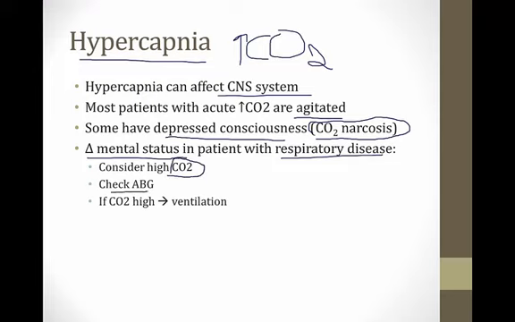You need to check an arterial blood gas, and if the CO2 level is high, these patients often need ventilation to bring the CO2 level down before they develop dangerous depression of their central nervous system. So make sure you're aware of that effect of high CO2 level on your patients. And that concludes our module on respiratory acid-base disorders.